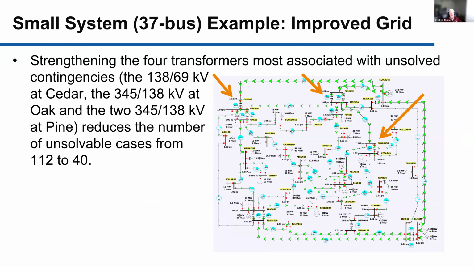durable. When I do that, I decided I would strengthen the four transformers that were most likely to be associated with unsolvable power flows, and that was a 345 to 138 one here, two 345 to 138 ones there, and the 138 to 69 there. When I did that, I reduced the number of unsolvable cases from 112 to 40. So this provides me with a quantifiable way to say, how does improving transformers increase the resiliency of my grid?